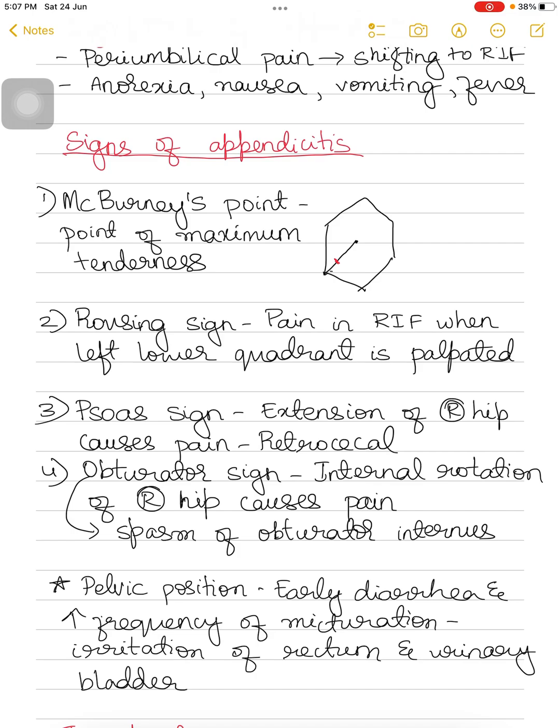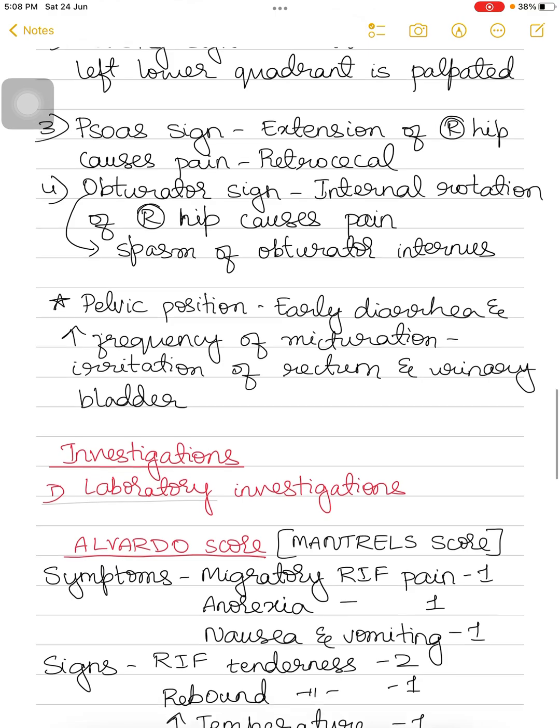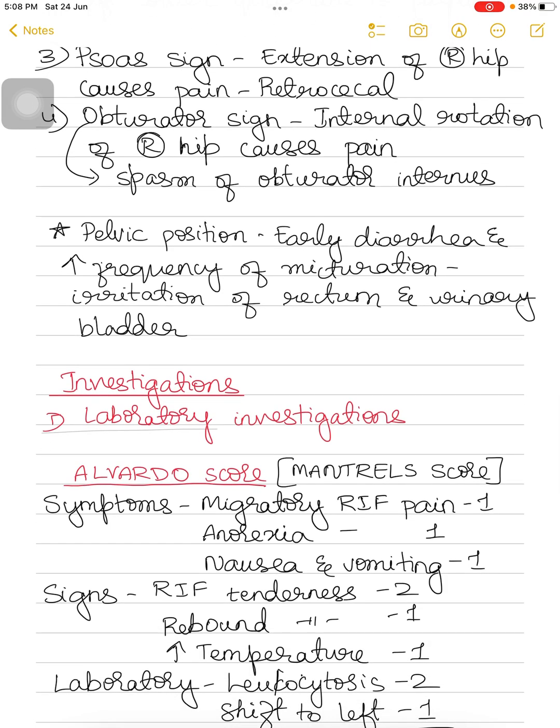Psoas sign: extension of the right hip causes pain, mostly seen in the retrocecal position. So the patient will have a flexion deformity of the hip joint. Obturator sign: whenever you internally rotate the right hip, it causes pain because of spasm of the obturator internus. This is mainly seen in the pelvic position of the appendix, irritating the obturator internus. Pelvic position can lead to early diarrhea and increased frequency of micturition, because of irritating the rectum and the urinary bladder.